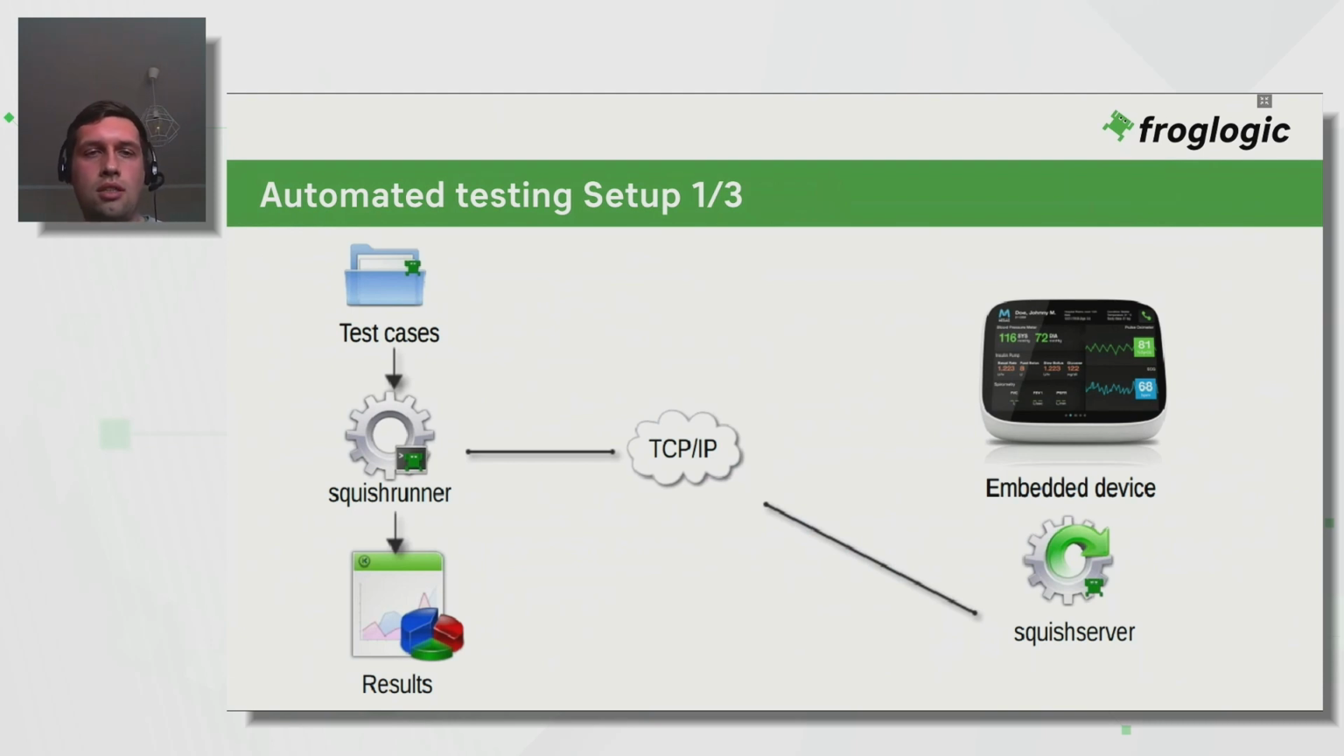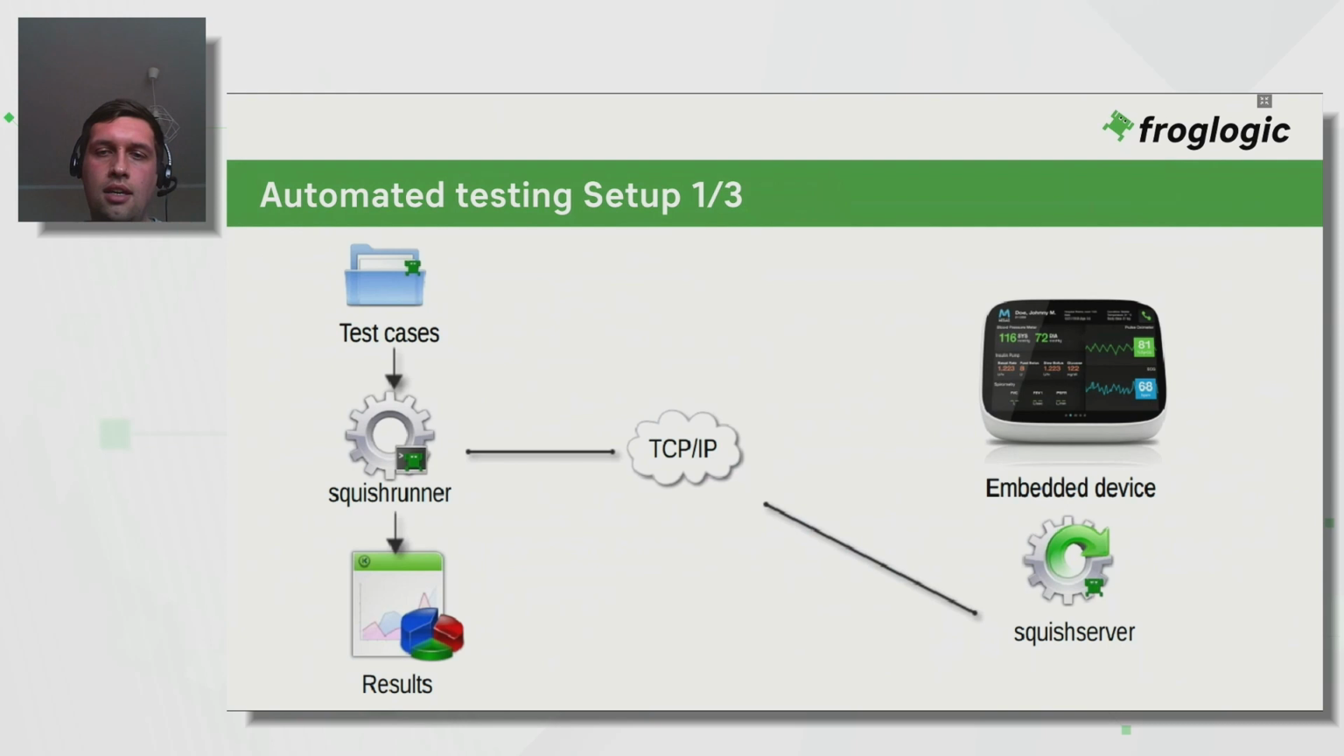This is a typical setup for testing the application UI on an embedded device. On the left side are the things that you run on your laptop or workstation. For example, you run our tool Squish Runner, which is responsible for triggering test execution. It interprets your test scripts and produces the results. And there must be communication between your laptop and the device.